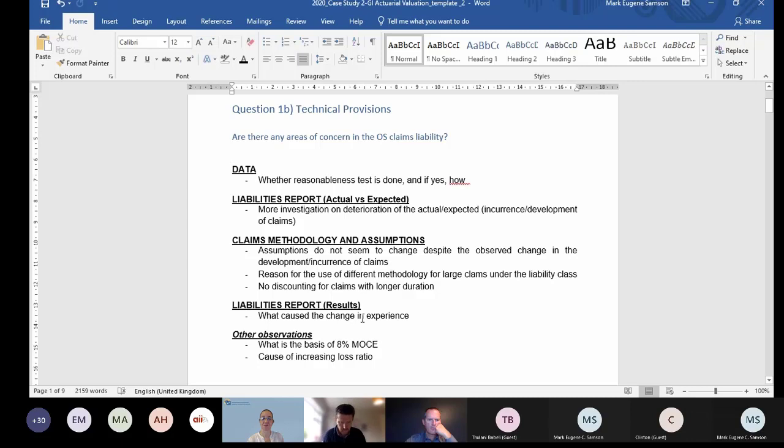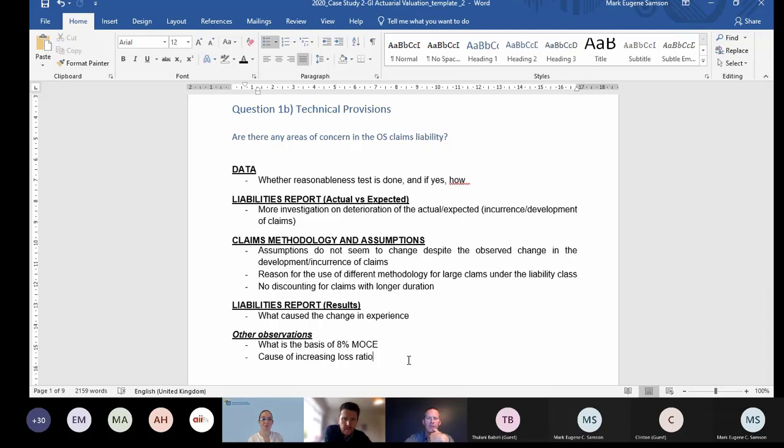For the liabilities report regarding the results, what caused the change in experience? We have other observations such as the basis for the 8% MOCHI and the cause of the increasing loss ratio. Right. So our question was, what are areas of concern in the liability?